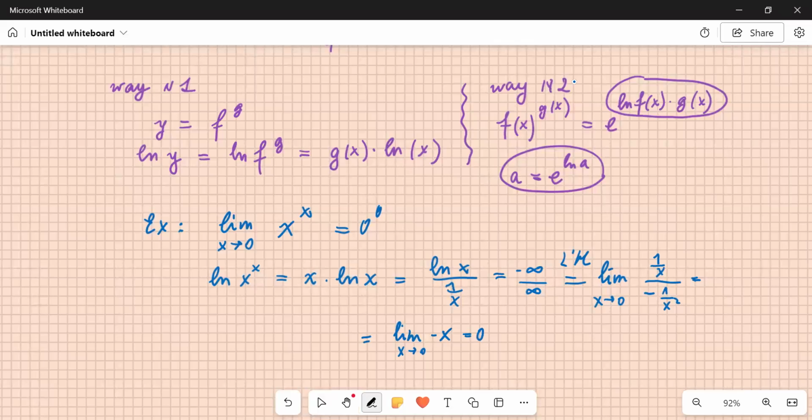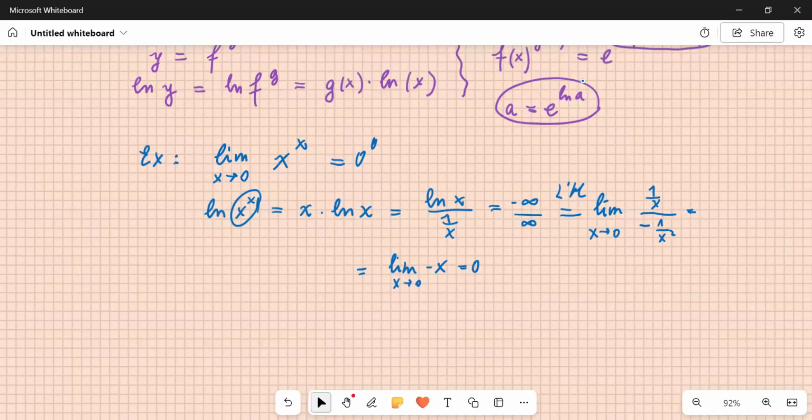This 0 is not our answer actually, because what we have over here is the ln of our function. So actually, ln of y equals 0. Now, what is y? e to the power of 0 is 1. So our actual limit is equal to 1. Okay.